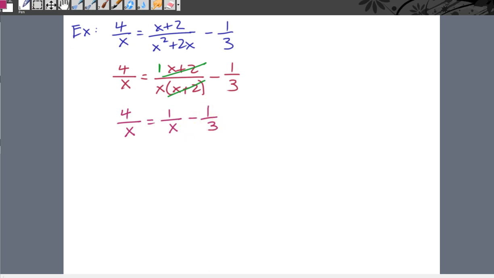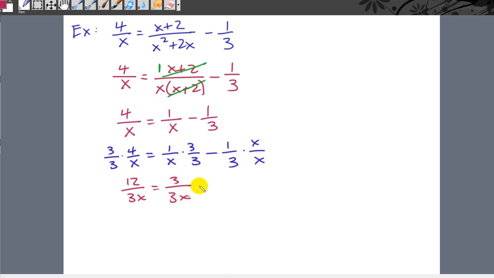And then we can solve this the way that we have been doing it earlier. So you can find a common denominator, right? So we have 1 over x multiplied by 3 over 3. And then this fraction, 1/3, we need to multiply by x divided by x. Okay, and then combine. 12 divided by 3x. 1 times 3 is 3, divided by 3x. And then 1 times x is x, divided by 3x. Our least common denominator in this case is 3x.